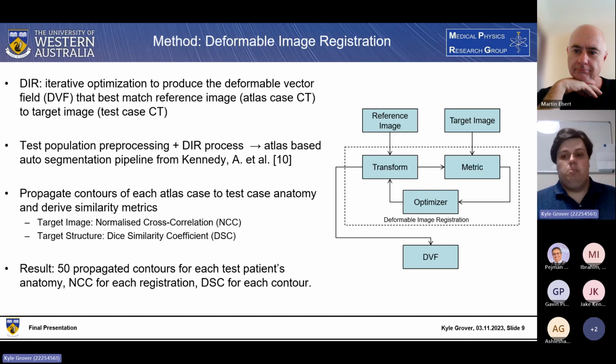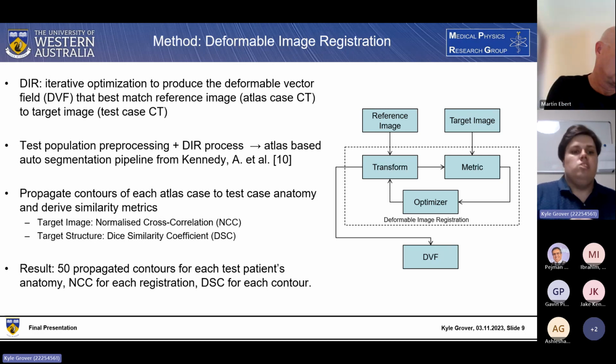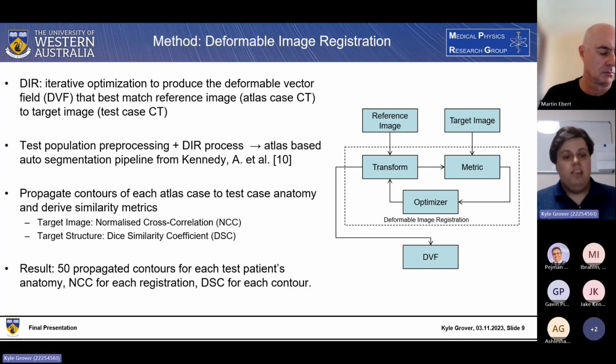So though I don't have the time to properly go into this today, I wanted to give a bit of an introduction on the deformable image registration process that was used. So deformable image registration itself is an iterative optimization process where it produces a deformable vector field that's capable of transforming a reference image, or in this case, the atlas case CTs, to best match towards a target image, in this case, the test population CTs.